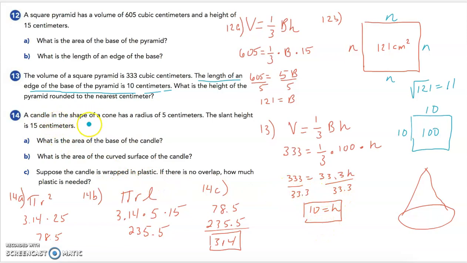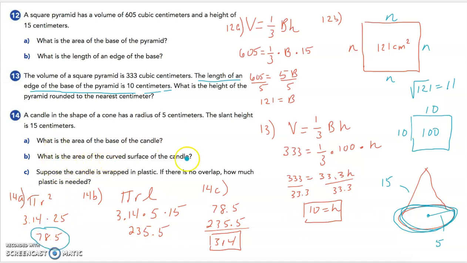For number 15, a candle in the shape of a cone has a radius of 5 centimeters and a slant height of 15. So here's our candle. It's got a radius of 5 and a slant height here of 15. So we have to find what's the area of the base of the candle. So the base is just a circle. So that's going back, we're finding the area of a circle. We do pi r squared. So 3.14 times the radius, which is 5 squared. So 5 squared is 25. So I'm left with an answer of 78.5.